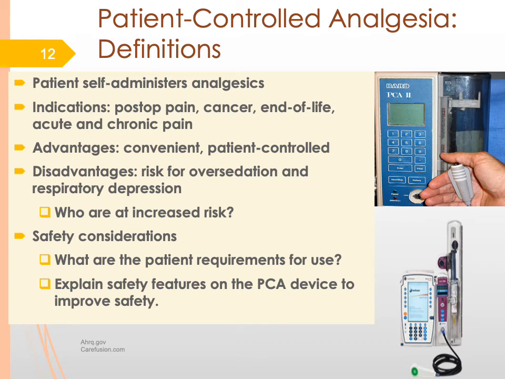So now we're going to get into patient-controlled analgesic, or PCA. With the PCA, the patient self-administers their analgesic. They have more control over it. They don't have to wait for us to bring their medications to them. It's used for post-op pain, pain from cancer, pain that patients may receive at end of life to make them more comfortable, and acute and chronic pain. The advantages, of course, are that it's convenient. The patient is in control. They can administer the medication on their own.